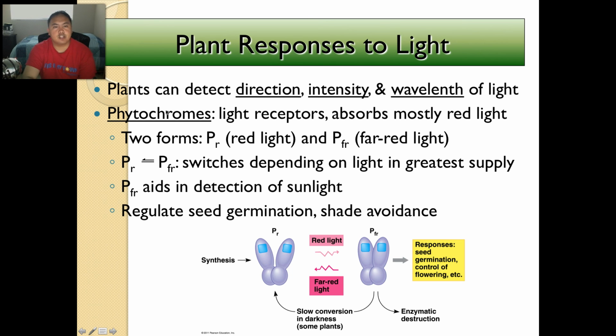The light receptors on a plant, they're called phytochromes. They have 2 of them. There's a red light phytochrome, PR, and PFR, far red light. And they switch depending on which is the greatest in supply. So if there's more red light, then that's the one that's most activated, and vice versa. PFR is the one that does sunlight. PR tends to be other sources of light, and they regulate seed germination and shade avoidance.